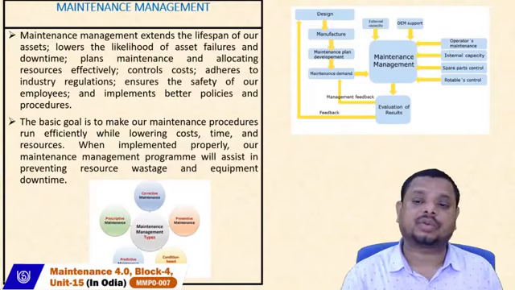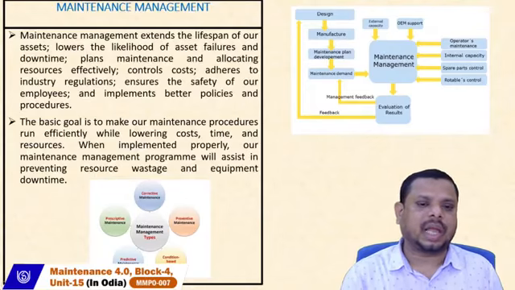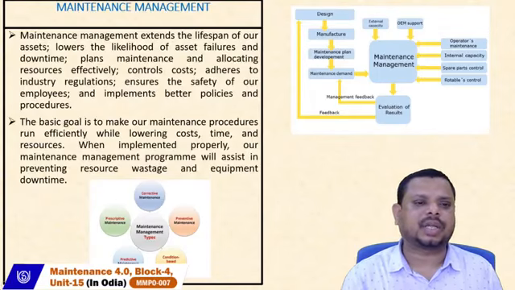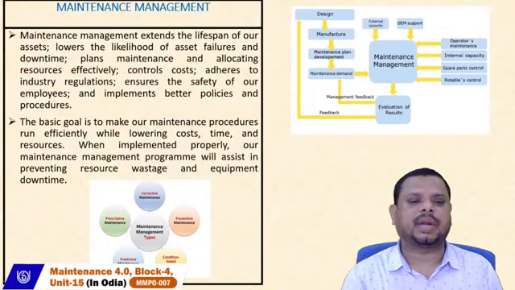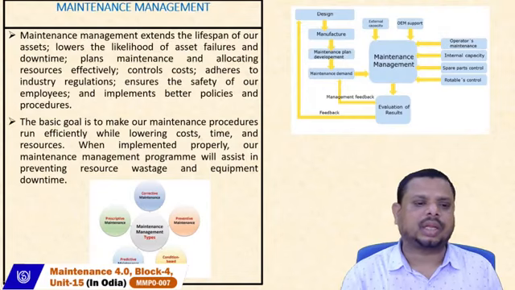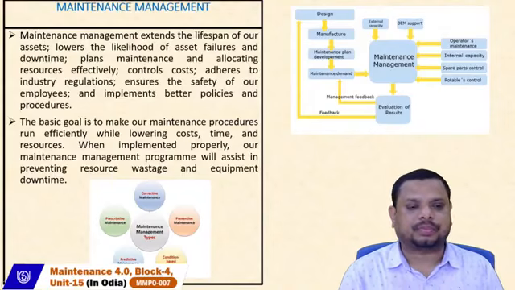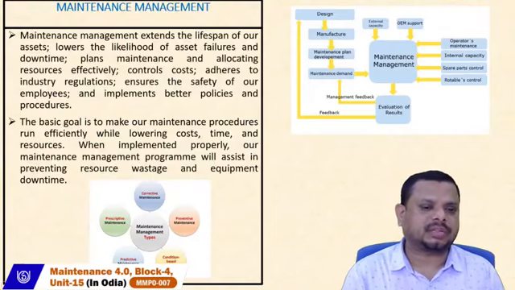And the second is that you have to reduce the time also, in case of breakdown times and the lead time between failures. You have to allocate the resources in such a way that you can minimize the percentage of failures and downtimes. When you implement this properly, the maintenance management program will assist in preserving resources in the form of output, and reduce wastage and equipment downtime. We have discussed the common objectives of maintenance management.